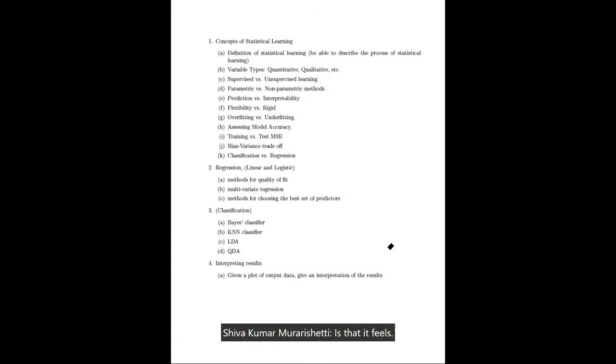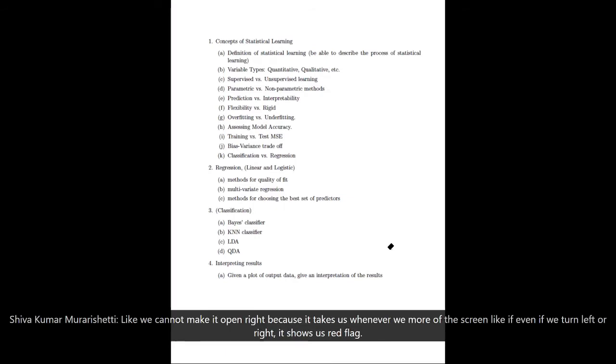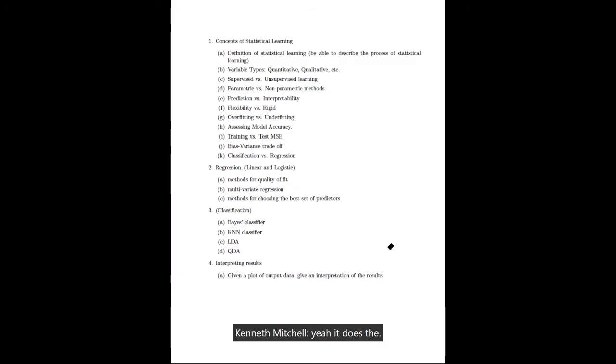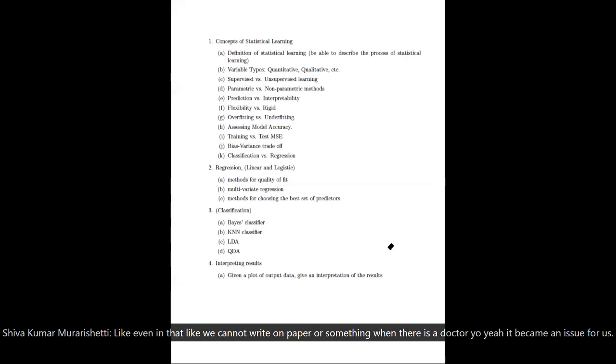And Sir, if we use it, we cannot make it open book, right? Because it kicks us whenever we move out of the screen. Even if we turn left or right, it shows us a red flag. Yeah, it does that, but the red flag doesn't really mean anything's wrong. You have to interpret whether that is. Even in another subject, we cannot write on paper or something when there is Proctorio. Yeah, it became an issue for us.